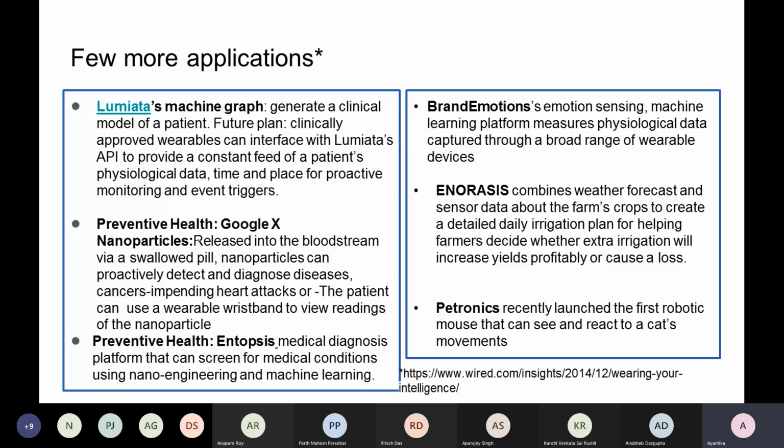On top of that, we have some existing and some futuristic frameworks that are coming into the picture. One is this one, called machine graph. We generate a clinical model of a patient, and the idea is that the person will wear some wearable band. You have your smart watches, right? So that type of wearable band, and some sensing information will come to that band.